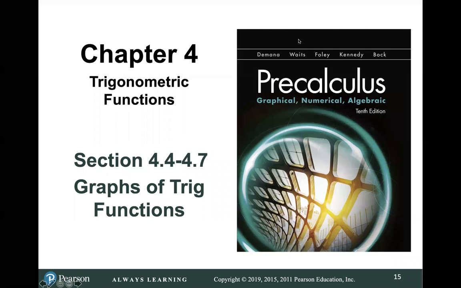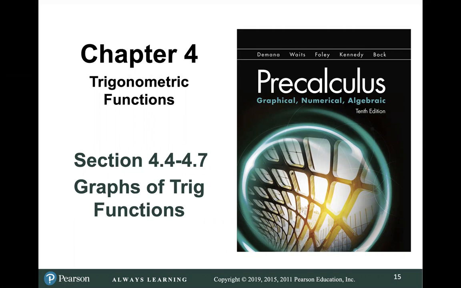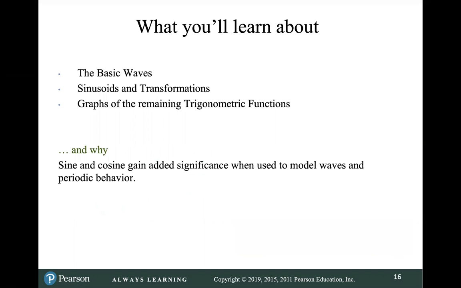Okay, welcome to chapter 4, part 2, sections 4.4 to 4.7. This is the second and last part of our trigonometry review. We will be reviewing other things from trigonometry, but this is the last full section that should be at least mostly review. So we're going to look at basic waves, which are called sinusoids, and their transformations a little bit. And then we're going to look at the graphs of the remaining trigonometric functions, including the reciprocal and inverse functions. Why do we care?